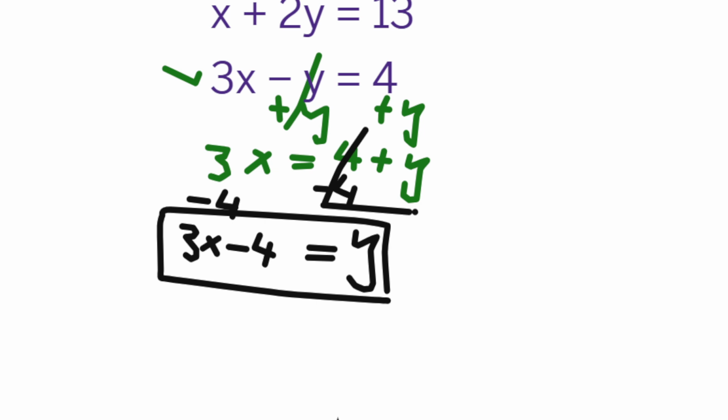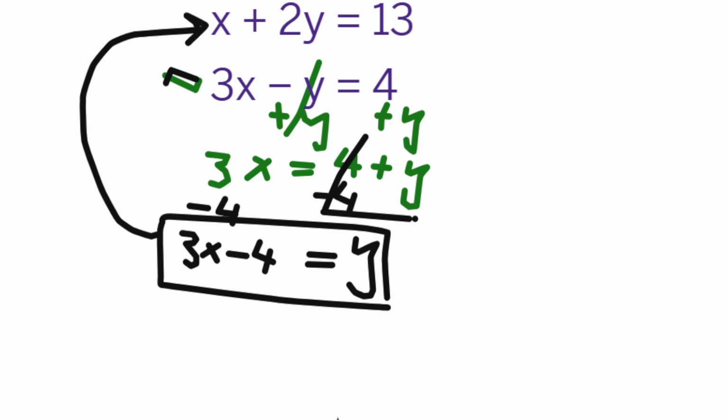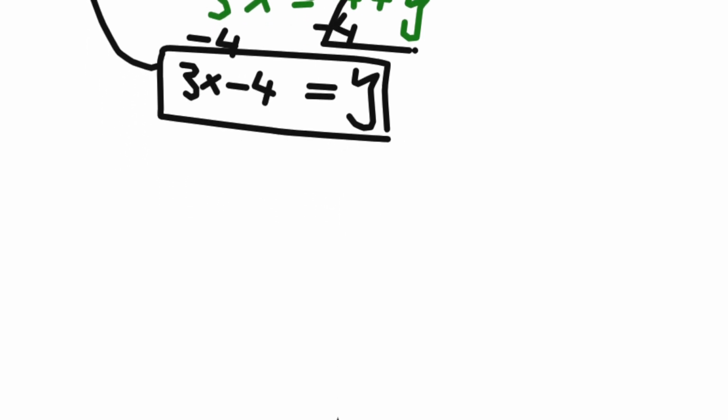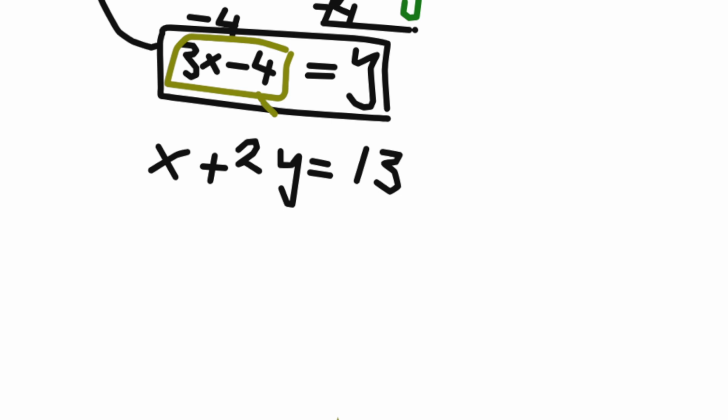After you do that, you need to substitute this value in one of the equations, in the other one. Since we used this equation to make y the subject, we will substitute it in the other one. So let's just write the equation down here. So x plus 2y equals 13, right? Now, the value of y is this, 3x minus 4. So instead of this y, I write 3x minus 4. So let's rewrite the equation.